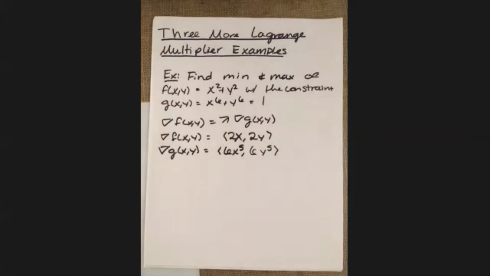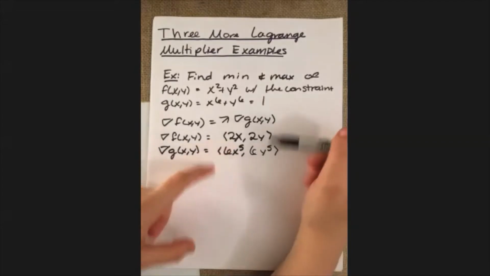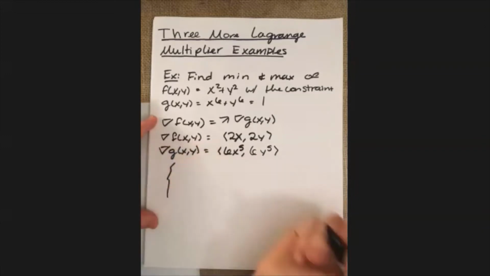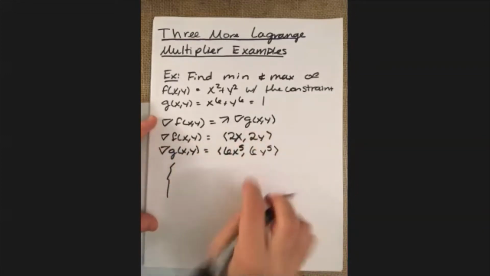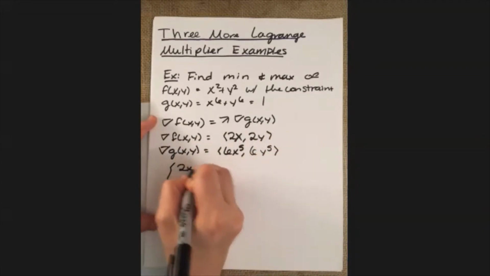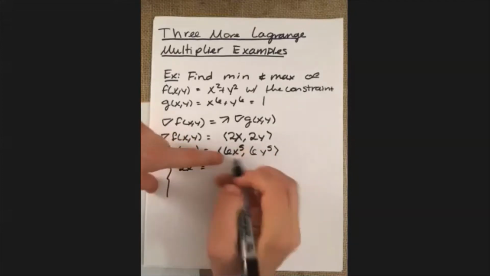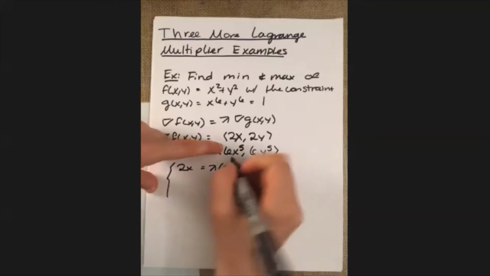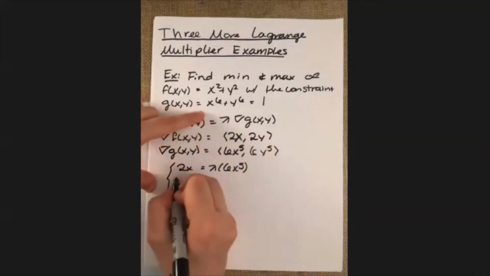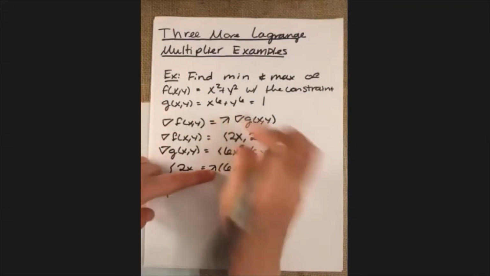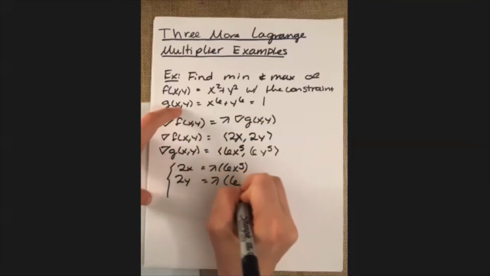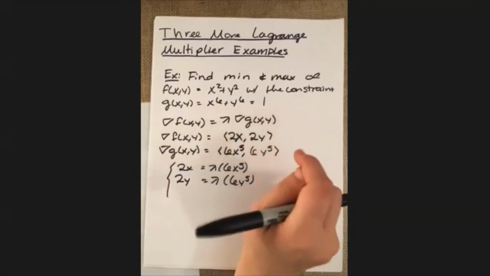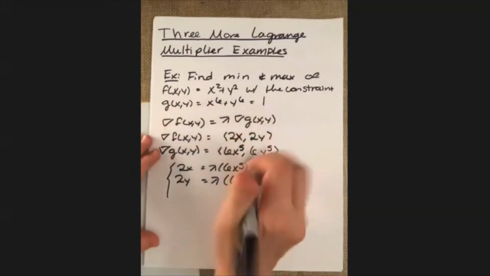Now, we want these to be equal to each other with the gradient of g multiplied by that scale value lambda. So that gives us, matching by components, our system of equations here. 2x is equal to lambda times 6x to the fifth, and then 2y here matches with this one, so 2y is equal to, and then we can't forget the lambda, lambda times 6y to the fifth. And then finally, our third equation is really just taking our actual constraint that this has to be equal to 1 into account.